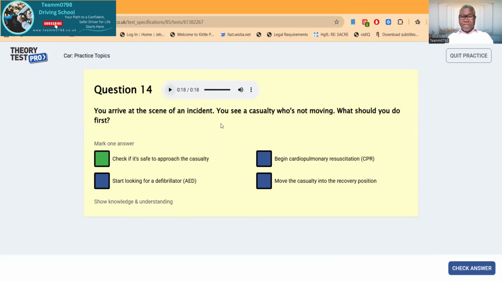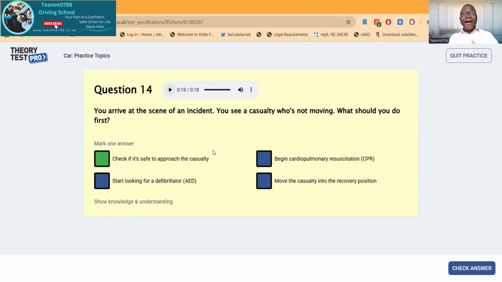Okay, so you see a casualty who's not moving. What should you do? Now this is one I don't know, but let's just do the process of elimination. Begin cardiopulmonary resuscitation, CPR. The casualty is not moving. I don't think that is the correct answer. The first thing we need to make sure is whether the person is breathing. But even before that, you want to make sure whether it is safe for you to approach the person, because we don't want to have two casualties. Remember, always when trying to help other people, make sure you are safe. It's better to save one person than to have two people in danger.